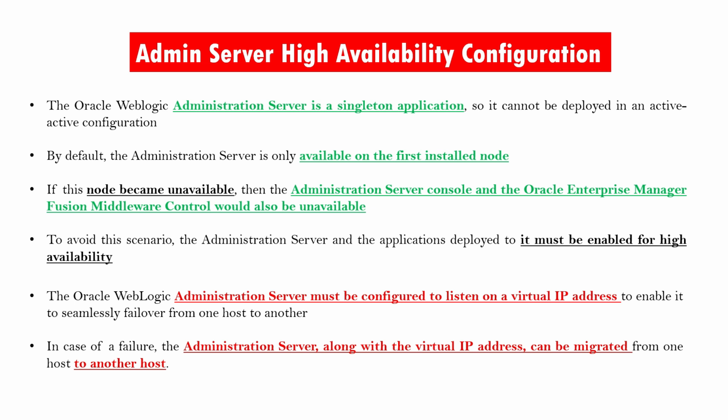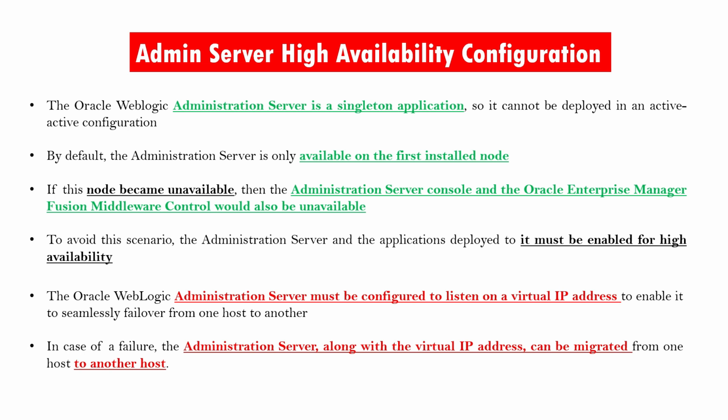What is a virtual IP? A virtual IP is not an actual physical IP. It is a virtual IP that can be available on any of the nodes. For example, if you have a four-node cluster and one of the nodes is running the admin server, when we configure the admin server, we assign a listen address, and generally in the listen address we assign the DNS or the IP address of that particular machine, which is the physical IP of that machine.